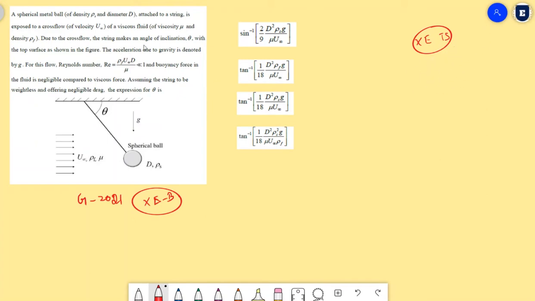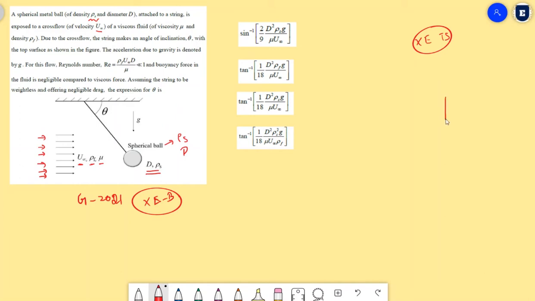A spherical metal ball of density rho s. They said that the ball's density was rho s and the diameter was d. They already mentioned it here. It is attached to a string and exposed to a cross flow of velocity u infinity. So this is the flow which is happening, the fluid is flowing, and the velocity was u infinity, the free stream velocity. The fluid's density was rho f and viscosity is mu. Due to the cross flow, the string makes an angle of inclination theta.